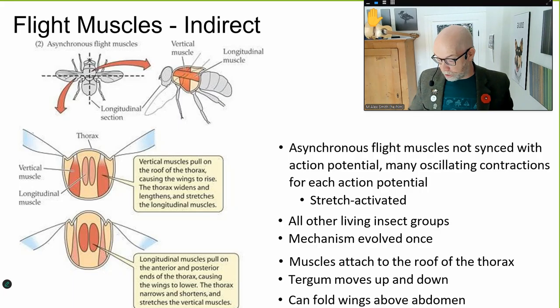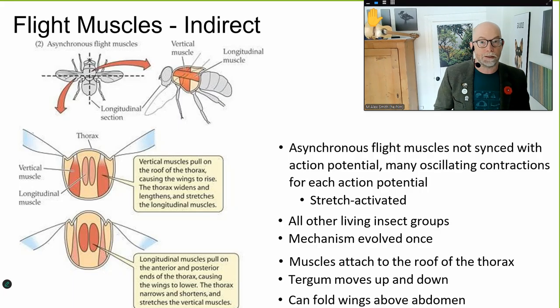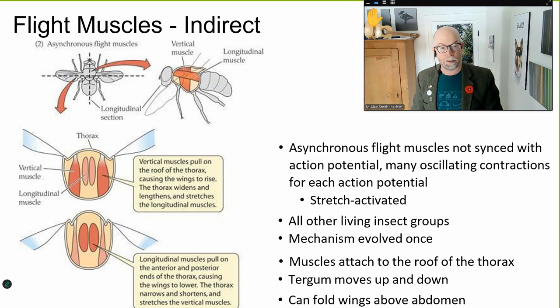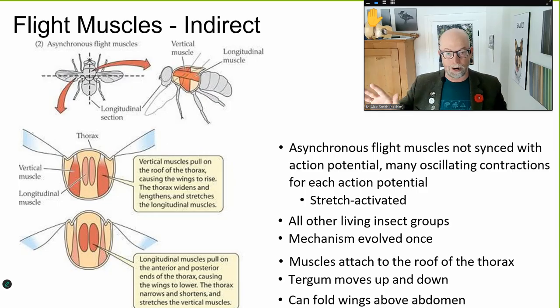And in addition, the innervation of the flight muscles is different. So they have asynchronous flight muscles that are not synced. There's many oscillating contractions. And this is seen in all of the other contemporary insect groups. So this is the mechanism that evolved one time, and then from then on, the same.